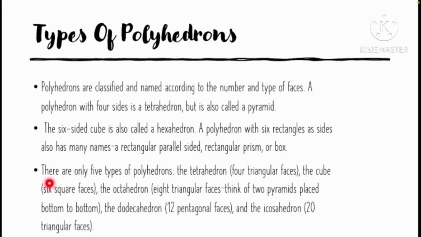There are only 5 types of regular polyhedrons: the tetrahedron, with 4 triangle faces; the cube, with 6 square faces; the octahedron, with 8 triangular faces; the dodecahedron, with 12 pentagon faces; and the icosahedron, with 20 triangular faces.